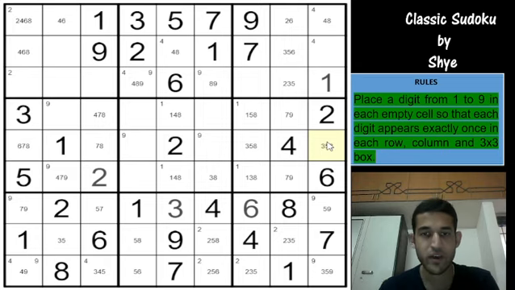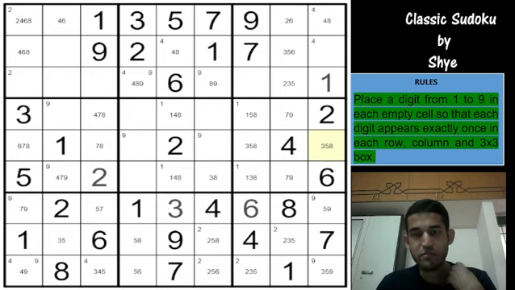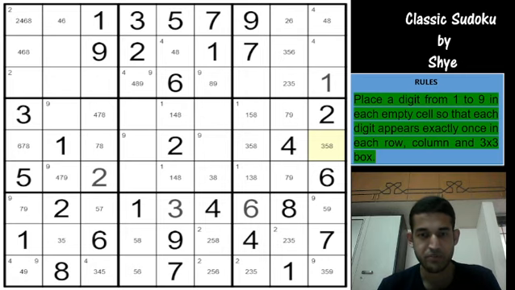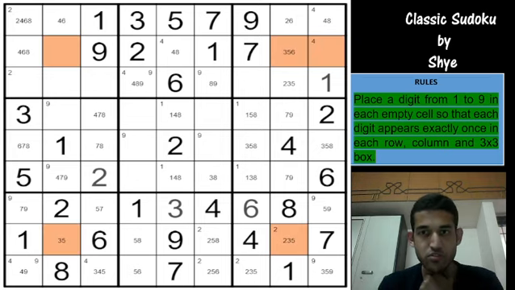Okay, so at this point I used two powerful, you can say, logics. The first one can be cataloged, but the second one I'm not really sure what to call, right? The first logic that I used at this point was a Finned X-Wing. I'll highlight and show you guys. That would be much better. So this was the first of the tough steps that I used in the Sudoku to solve it.